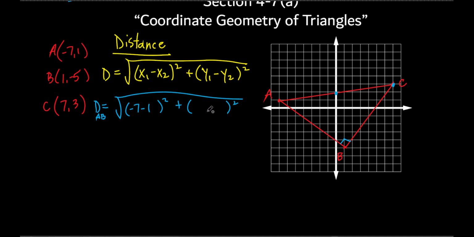Now I subtract the y's from each other. And again, it doesn't matter what order you subtract them. It doesn't make any difference. I'm just going to go with the first one minus the second one. So it's going to be what? 1 minus negative 5. And now I just do the math. Okay, just set it up. If you can memorize the formula, distance formula, it really isn't that bad. So what's going to go in the first parentheses? What's negative 7 minus 1? We did this already for the slope. It's what? It's negative 8.